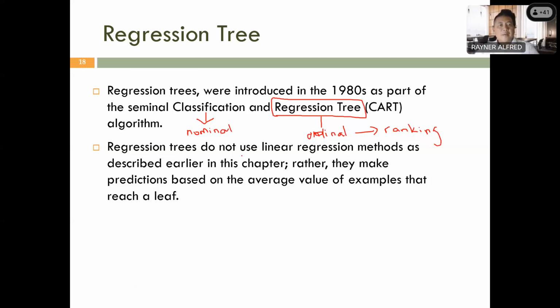Okay, so in regression tree they do not use linear regression, but they make predictions based on the average value of examples. Remember you have the IV and you have the dependent variable. What they want to do is model your data in such a way that they reduce the standard deviation, which is the differences between the values and the mean.